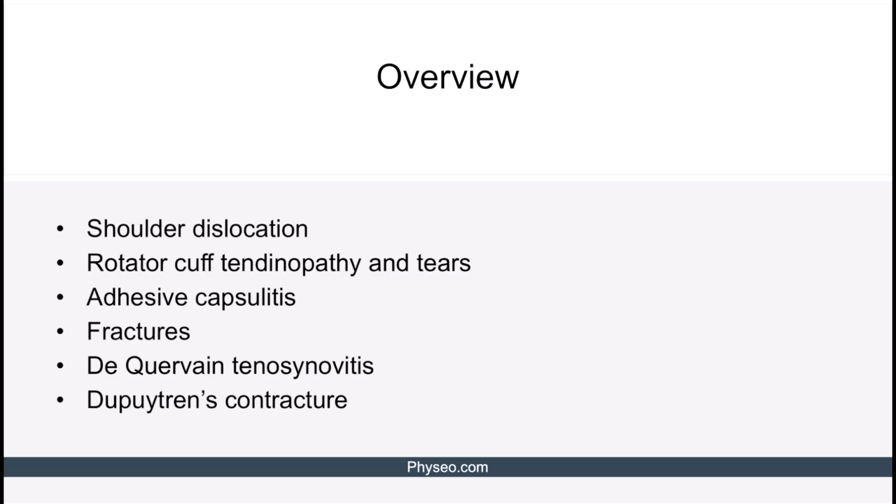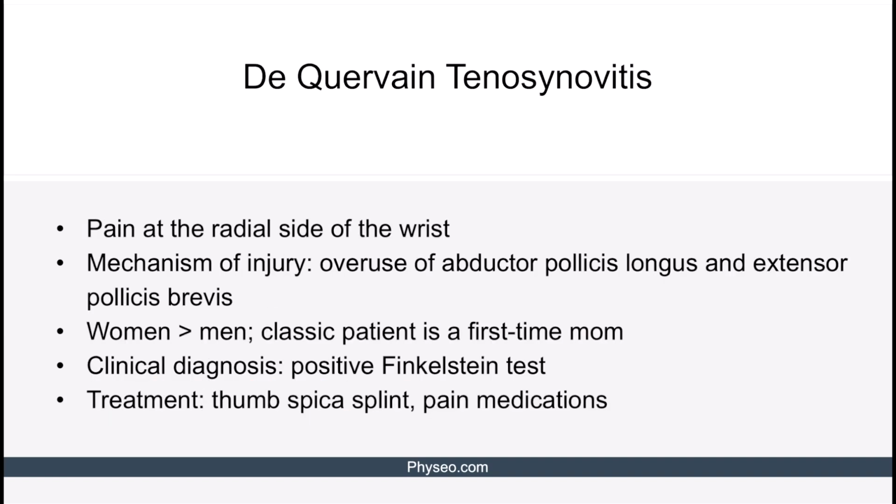Let's conclude this lecture with a discussion of de Quervain tenosynovitis and Dupuytren's contracture. De Quervain tenosynovitis is characterized by pain at the radial side of the wrist, and it's caused by overuse of the abductor pollicis longus and extensor pollicis brevis. Generally speaking, women are affected by this condition more often than men. In fact, the classic patient is a first-time mom who frequently lifts up her infant by the armpits, thereby exerting frequent and significant stress on the tendons of the aforementioned muscles.